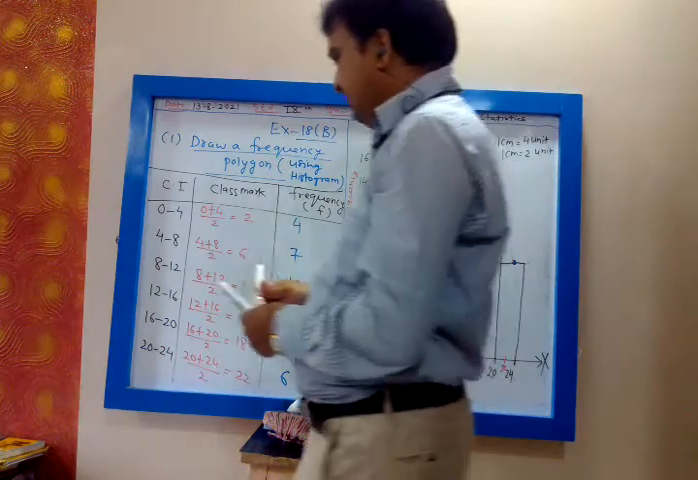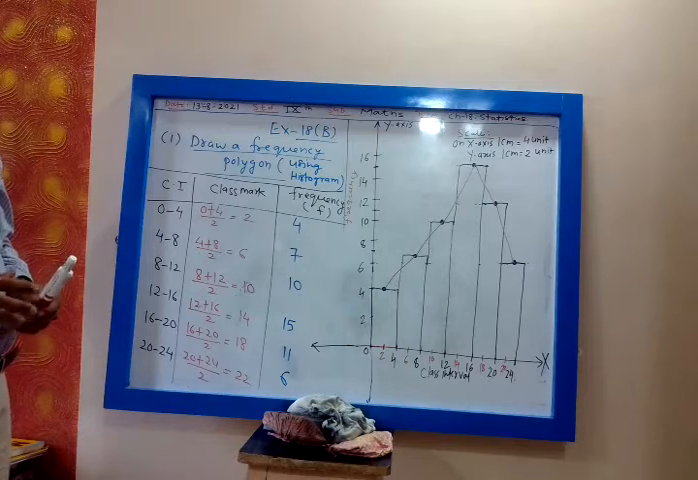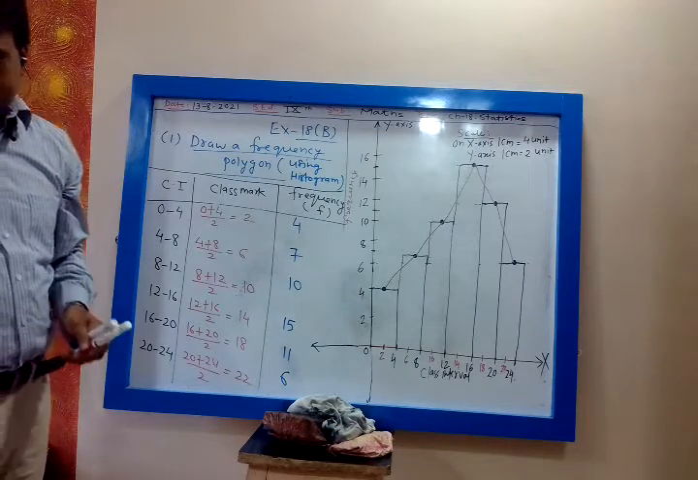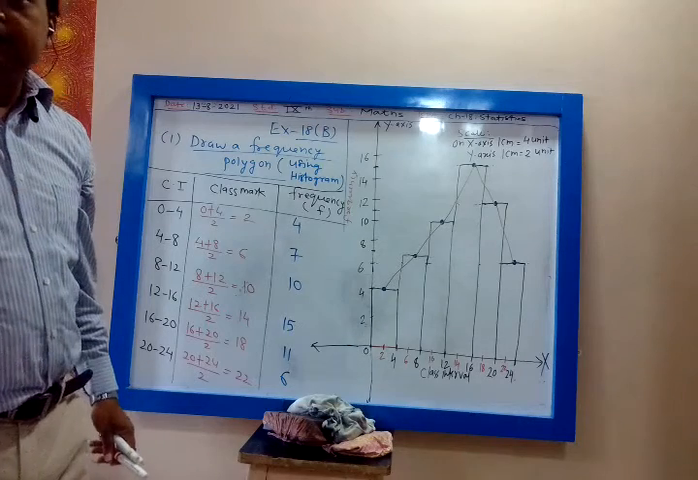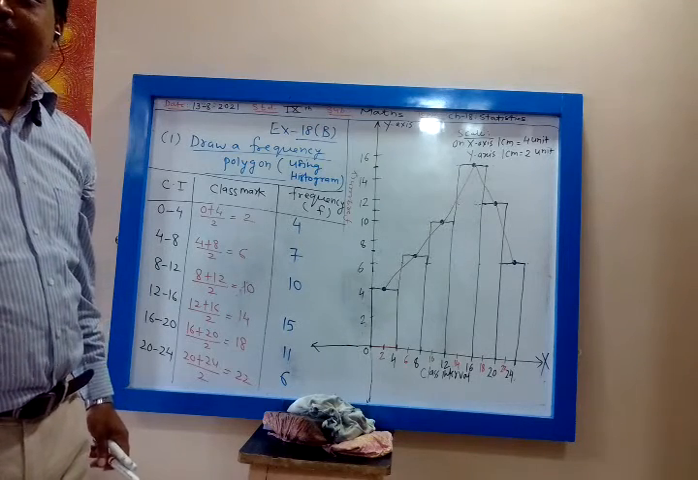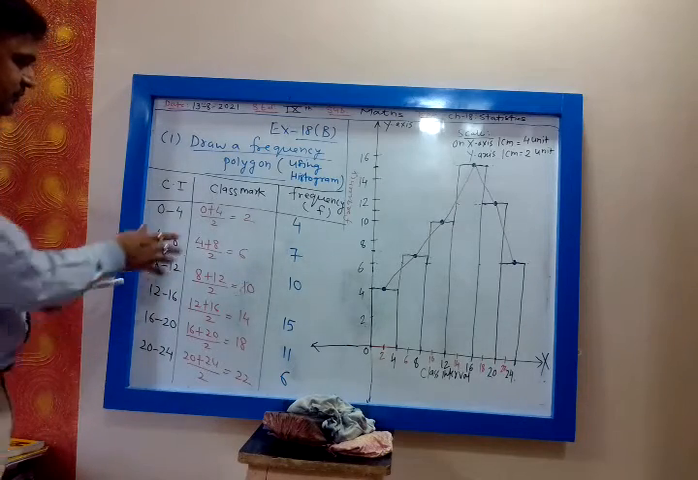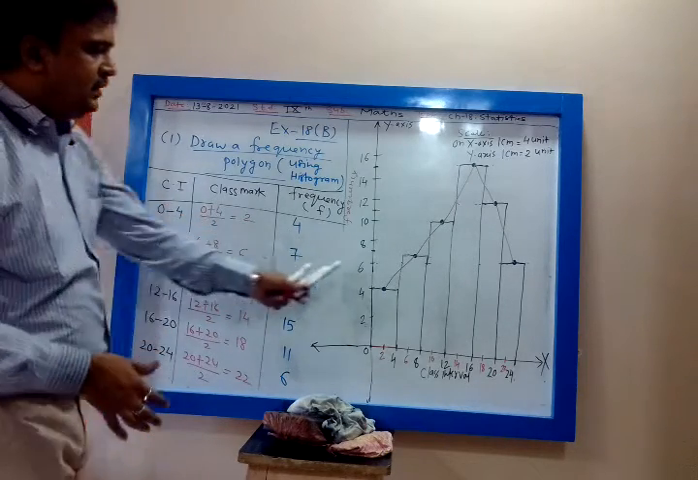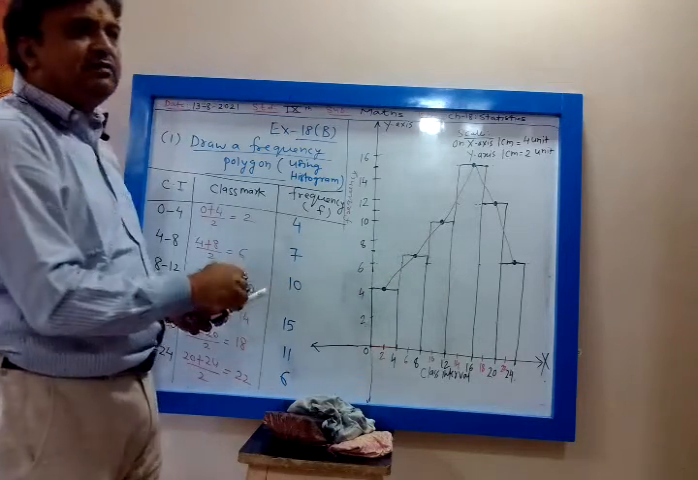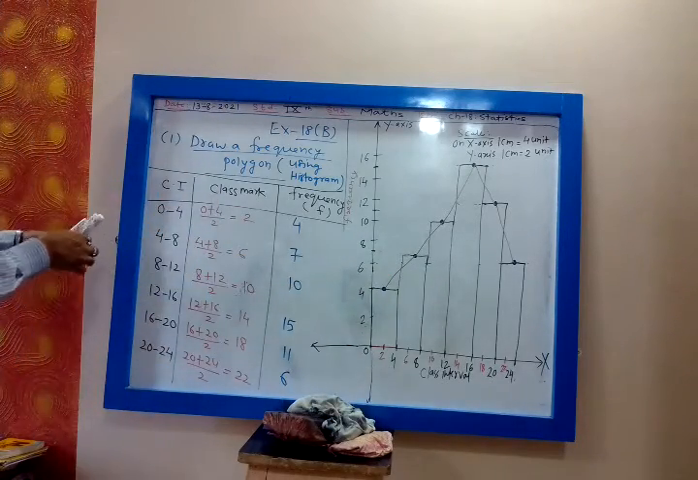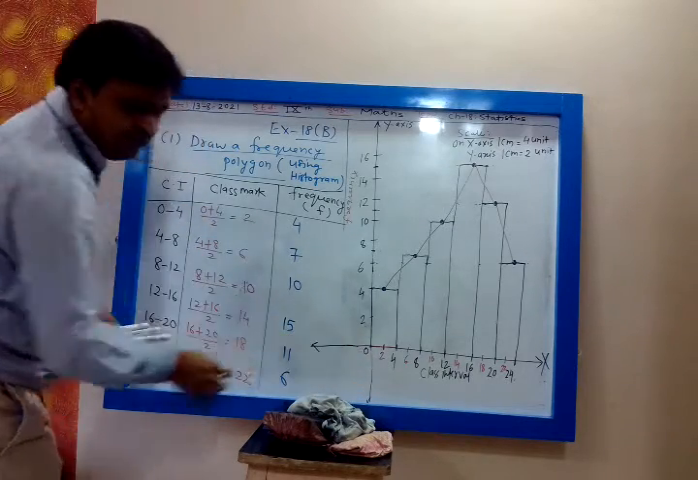Is it clear? But the frequency polygon must start from the x-axis and it must end at the x-axis. So wherever you have written this, to start the frequency polygon from the x-axis, I have to take one more class interval with 0 frequency. So what will be that next class interval? Tell me.